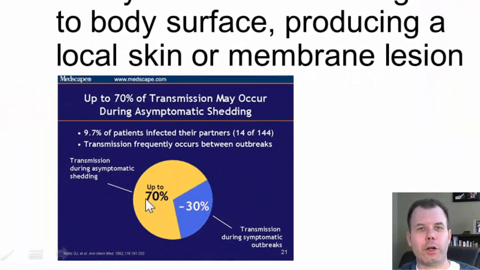Well, when people think, I don't have any outbreak, I don't have any sores or anything else, they're unprotected, and that's where it spreads, okay? It's when they're asymptomatic. So up to 70% of transmission is from asymptomatic carriers, who have the disease at the time and are not having any symptoms, but spread the disease. 30% have transmission during a symptomatic outbreak.